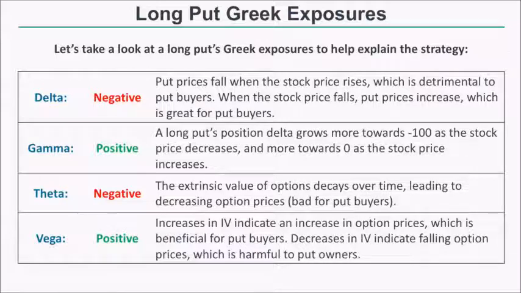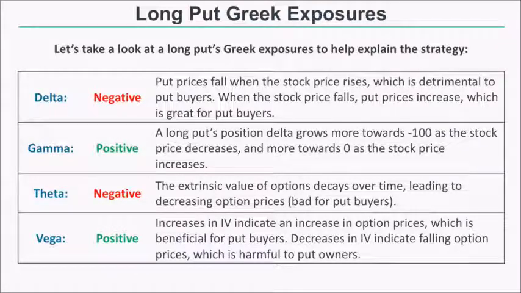Now, the theta of a long put position is negative, and that's because the extrinsic value of options decays away as time passes, which leads to decreasing option prices. When you own an option, you do not want the option price to decrease, so negative theta tells you that you're expected to lose money over time when you just own the put option, and you're going to lose money if the stock price does not move because the extrinsic value of that put is going to be withering away.